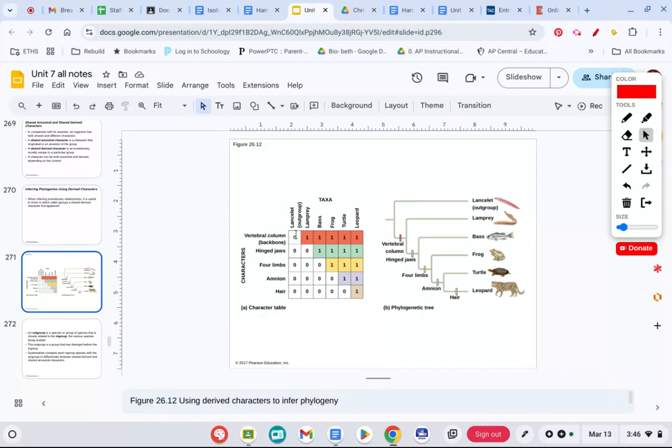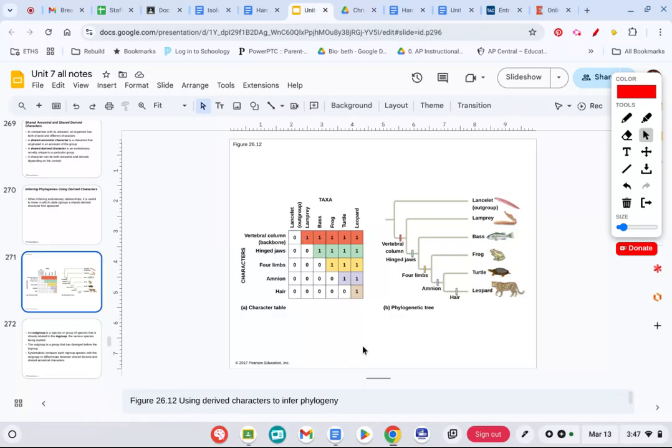And we can represent these organisms as having either a trait or not, like a binary system. If you don't have a trait, it's a 0, and if you have a trait, it's a 1. So the lancelet is a very old species of fish. It's aquatic, and it doesn't have a backbone. It doesn't have a hinged jaw. It doesn't have limbs. It doesn't have an amniotic sac around its egg, and it has obviously no hair.